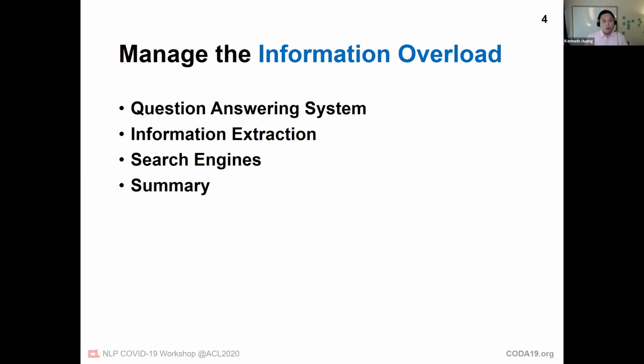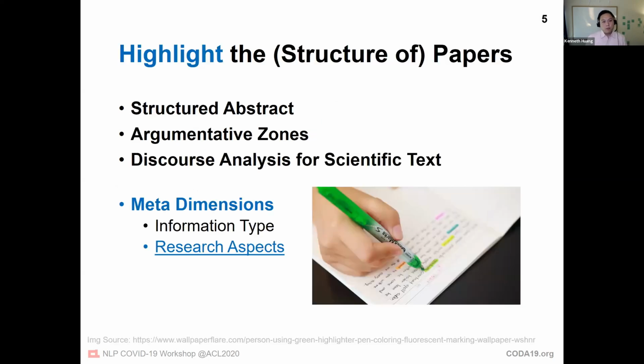The high-level theme for me is to manage the information overload. You create QA systems, you extract information, you build search engines, you generate summaries to handle the information overload. In this paper, we focus on one particular solution, which is to highlight the structure of papers.